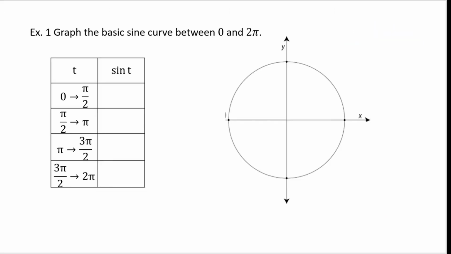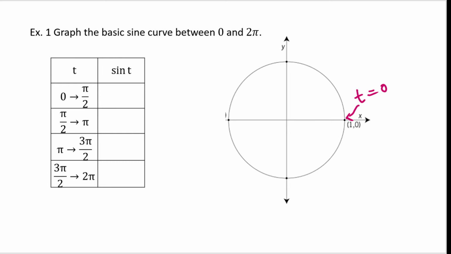Graph the basic sine curve between 0 and 2 pi. I begin this by marking on the unit circle the 4 axis points with their t values. For example, at t equals 0, it corresponds to the ordered pair (1, 0).